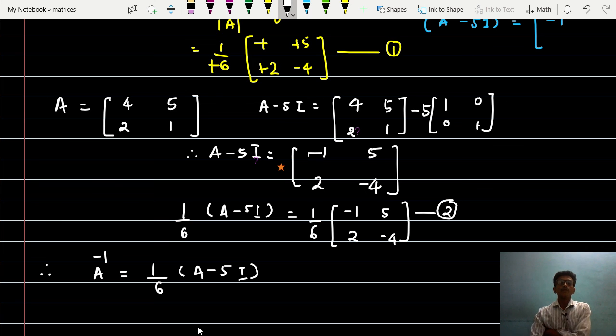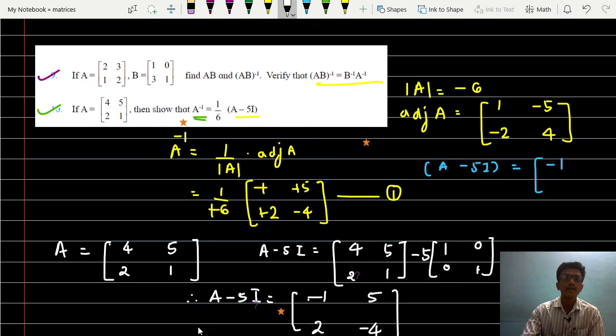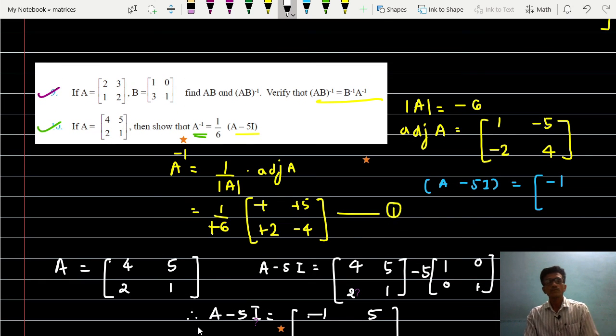So here we did question number 9 and 10, and question number 20, which is based on adjoint of a matrix. So we continue with column transformation and row transformation, inverse of matrix by column transformation and row transformation in the next video.